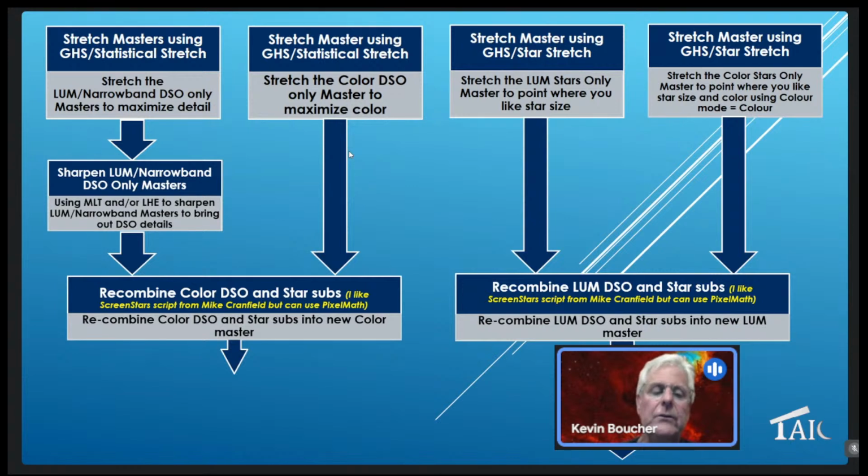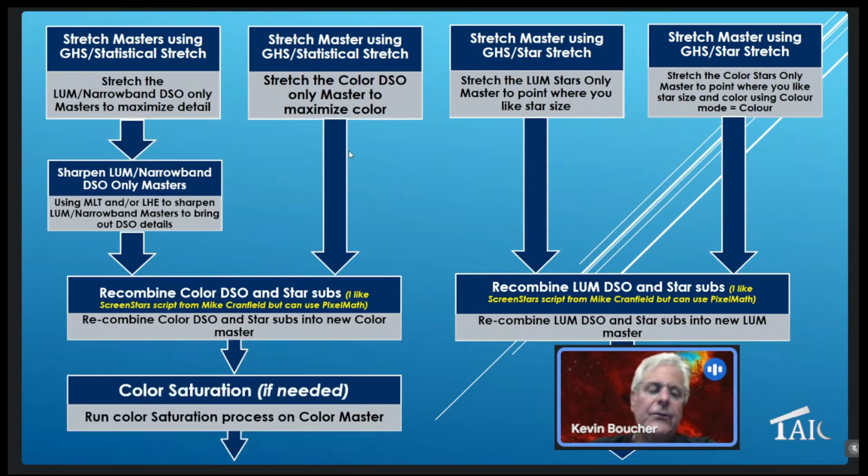So before I actually generate the image, I like to use the Screen Stars script. It gives me a nice preview of what I'm going to get when I actually generate the image. And the same is true, I use the same script for combining the luminance DSO and the star subs also.